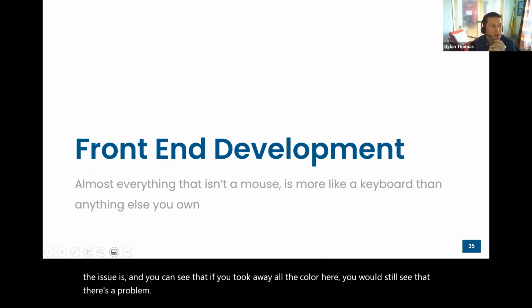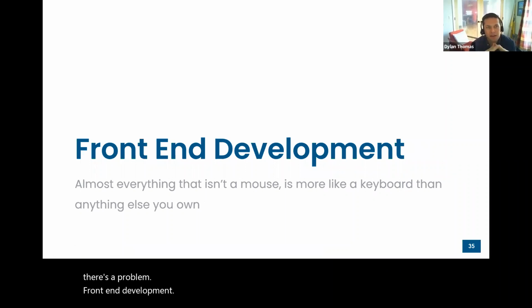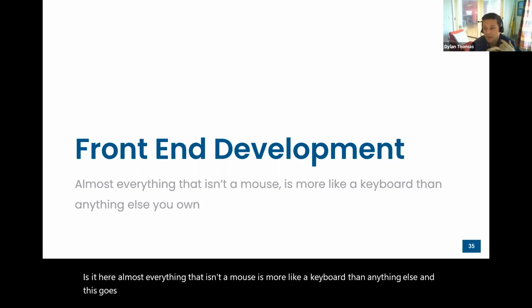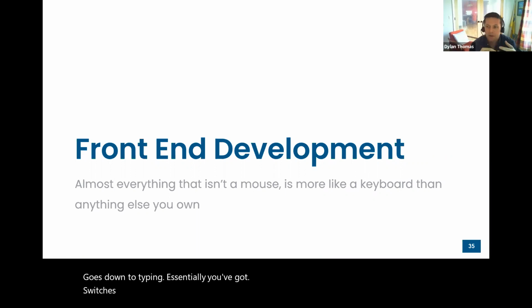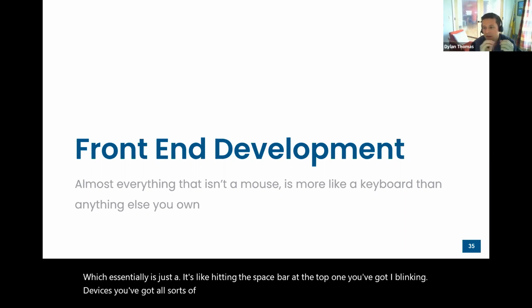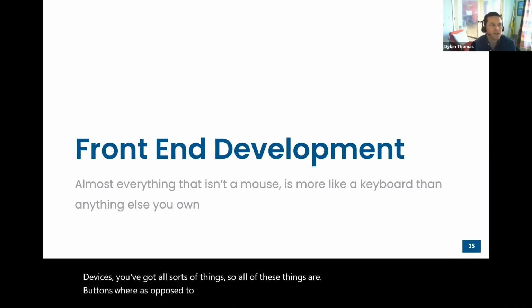So front-end development. I say here, almost everything that isn't a mouse is more like a keyboard than anything else. And this goes for voice interfaces, because voice interfaces basically just use words, which goes down to typing essentially. You've got switches, which is essentially like hitting the space bar or the tab button. You've got eye blinking devices. You've got all sorts of things. So all of these things are like buttons, whereas mice are really unique in this way.